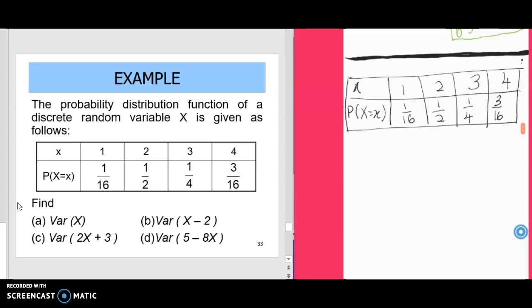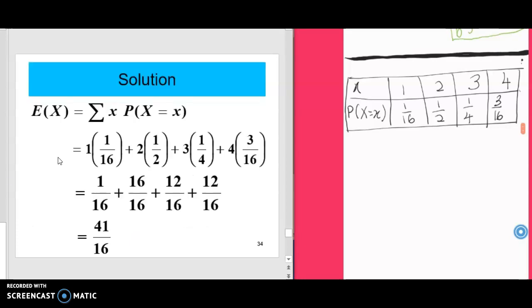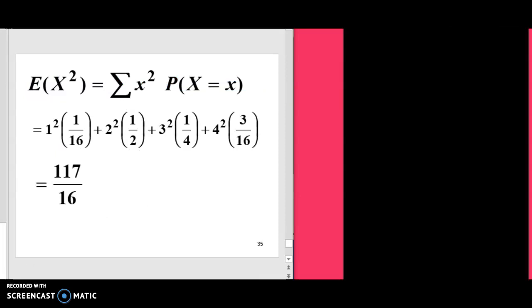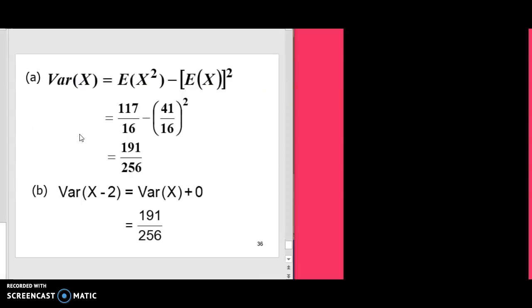Kita tengok pada solution. First dapatkan ex. Kemudian second dapatkan ex square. Kemudian kamu boleh dapatkan variance of x.